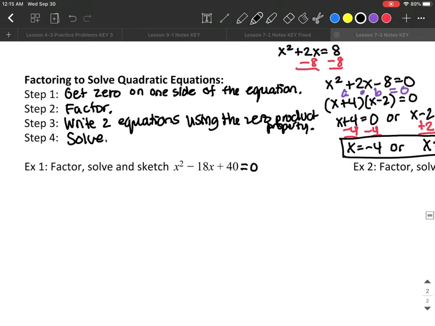Example 1, this should say equal to 0. I hope it does on your sheet. All right, so I have an equation here. X squared minus 18x plus 40 is equal to 0. That's the example we started with. We're going to solve this thing.